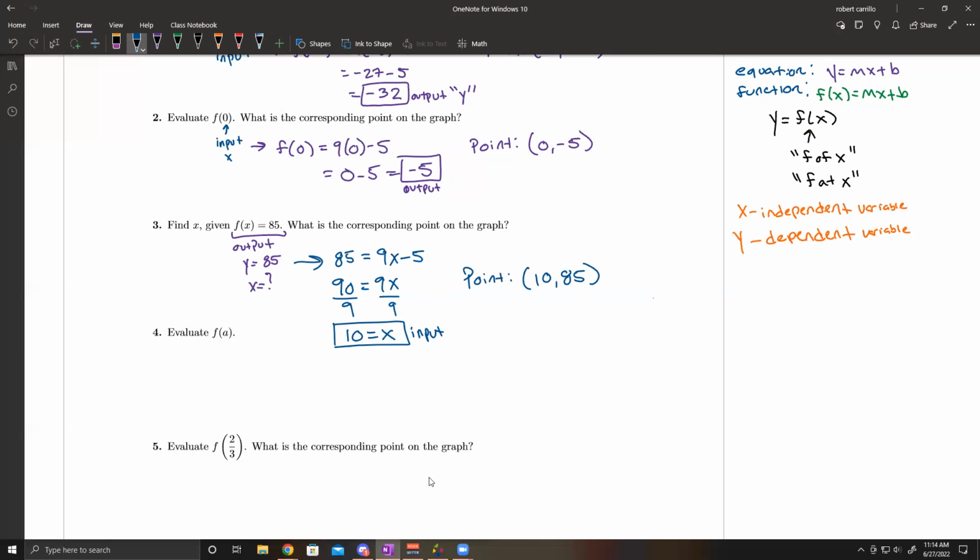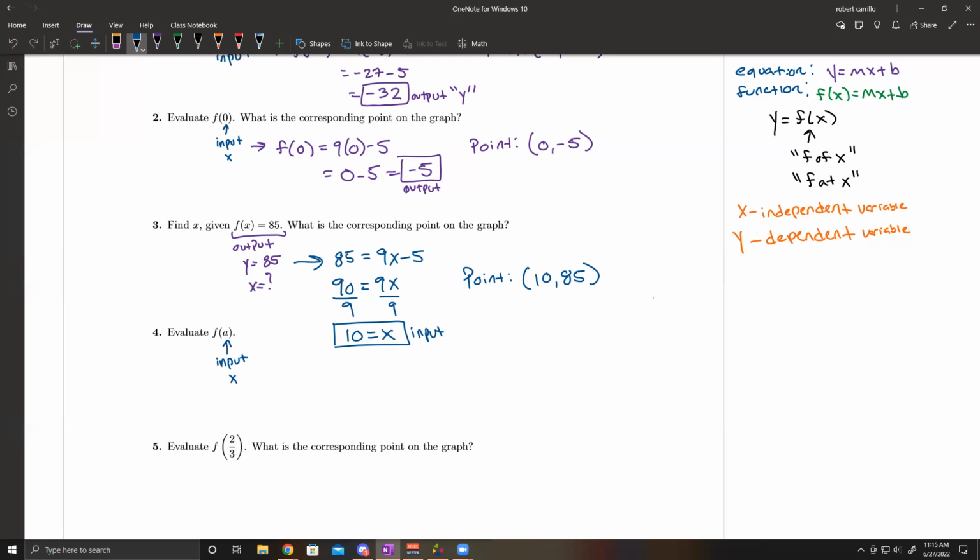Okay. Number 4. We have evaluate f of a. So again, this is just like number 1 and number 2. They are giving us the input. That's the input. That's the x value. But they gave us a letter. It's okay. You can plug in a letter for x. So you're plugging in a letter for a letter, right? It sounds confusing, and that's because it's meant to be. They want you to be very conceptual.